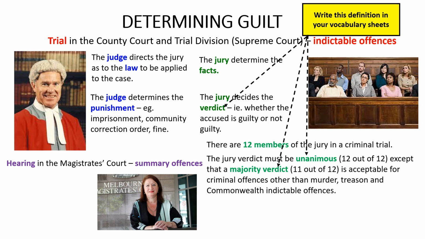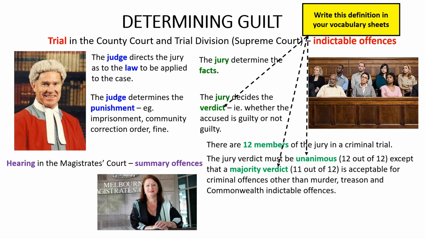Now, I've said that generally a majority verdict can be accepted where the jurors cannot reach a unanimous verdict. In fact, for some crimes, specifically murder, treason, and Commonwealth offences, a majority verdict cannot be accepted. So, for example, for an accused to be convicted of murder, they can only be convicted if there is a unanimous jury verdict that the accused is guilty.